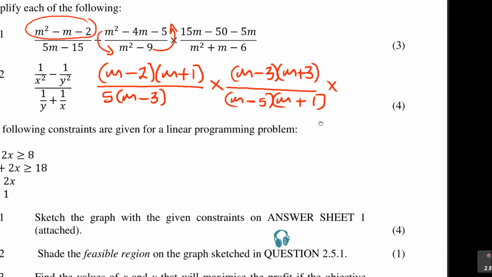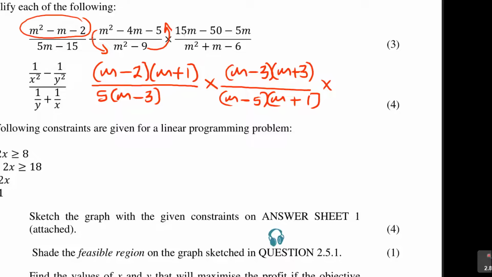Again, we continue. 15m minus 50. It's 15m minus 50 minus 5. Look at this. If you continue working on this on top, 15 minus 5 is the same items. 15 minus 5 is what? It's 10m minus 50. So what is common there? It's 10, which is m minus 5. Do you see that this was supposed you subtract, you literally subtract, and then all over.